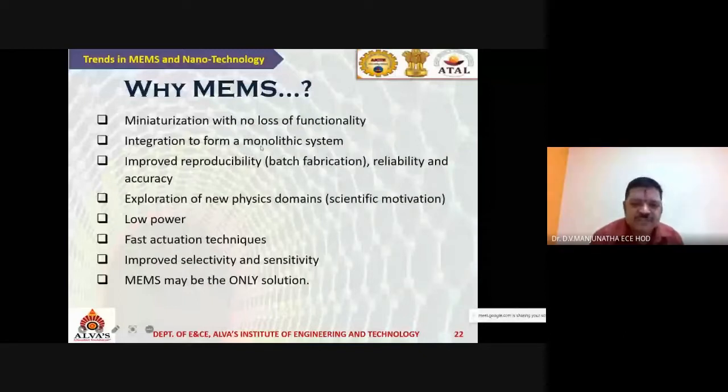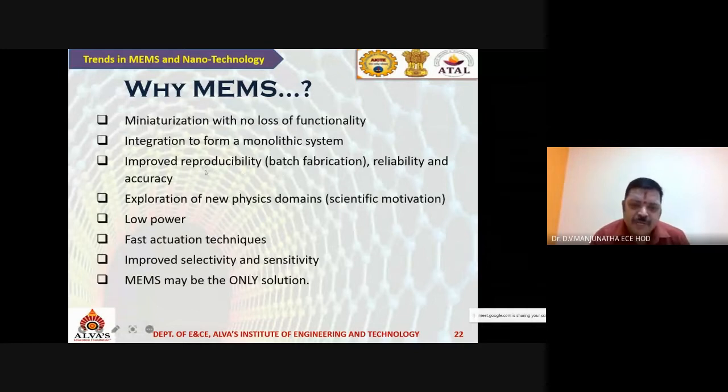Integration to form a monolithic system. Monolithic means in an IC, an integrated circuit, you can combine many peripherals in a monolithic system, right? Then improved reproducibility, right? The production is batch production, batch fabrication. You cannot manufacture a single MEMS device. Thousands or lakhs of devices can be manufactured at a time. That is called a batch process, right? Reliability and accuracy are also very good. So that is why people are moving towards MEMS, right?